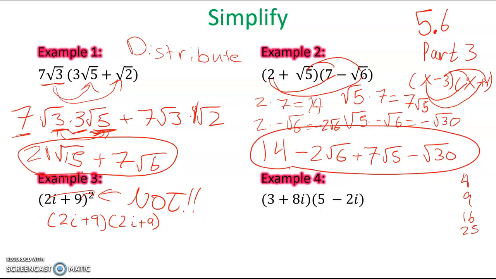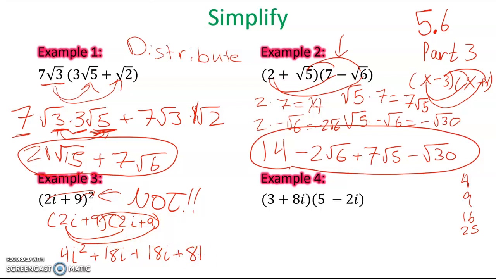And then from there, just as we did up here with example 2, we're just going to distribute out our terms to each other and multiply out. 2i times 2i is going to get me 4i squared. And then 2i times 9 is going to get me just 18i. Again, I just multiply the 9 and the 2 to get me 18. 9 times 2i is going to get me another 18i. And then 9 times 9 is just 9 squared, which is 81, okay?